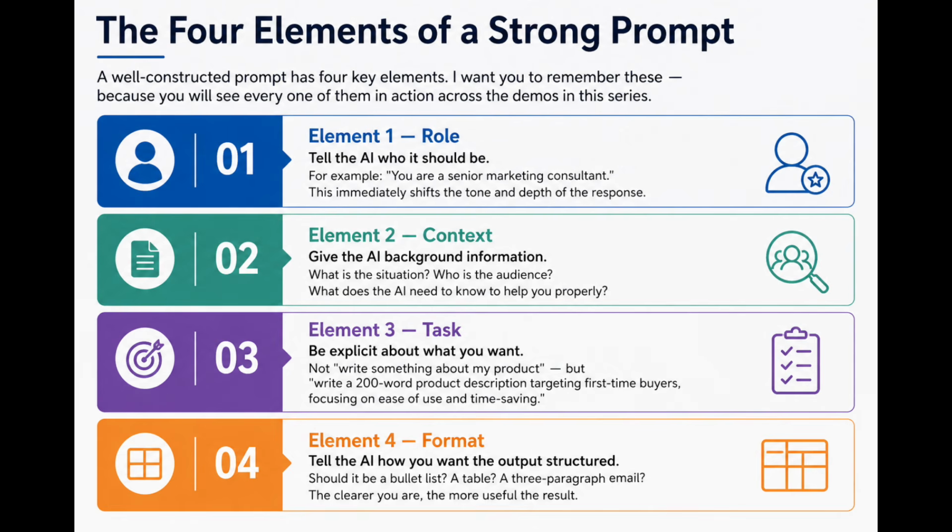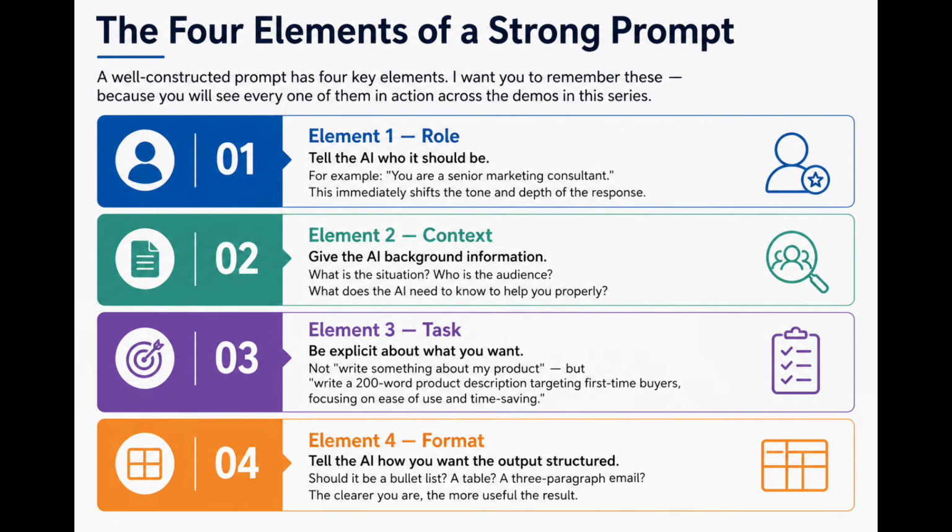Element 2. Context. Give the AI background information. What is the situation? Who is the audience? What does the AI need to know to help you properly? Element 3. Task. Be explicit about what you want. Not write something about my product, but write a 200-word product description targeting first-time buyers, focusing on ease of use and time saving.